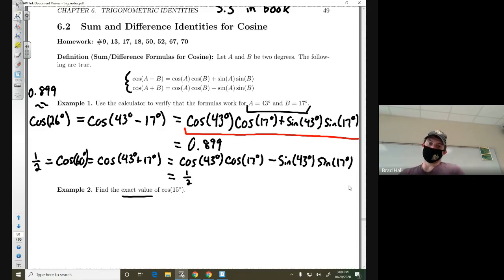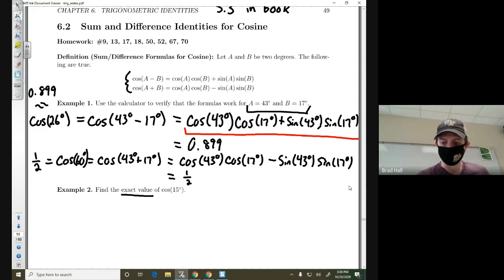So example 1 is just a verification problem. Example 2 is more likely the substance to expect in this section. So find the exact value. Again, for those of you who keep giving me approximated values on various tests and homeworks, I'm just going to keep marking it wrong. Exact value means don't give me an approximated answer. I need an exact value, square roots, things like that.